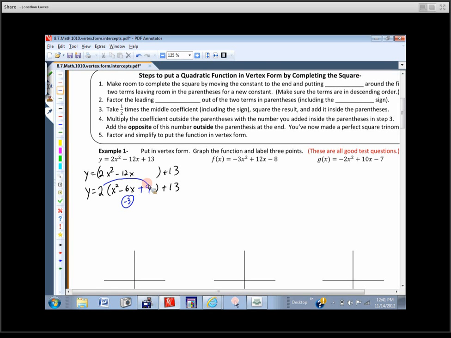Because by adding 9 to this side, inside the parentheses, I didn't really just add 9. I really added 18. Can somebody tell me why? Yeah, because there's a 9, or there's a 2 outside. So 2 times 9, that's really adding 18. You with me so far?